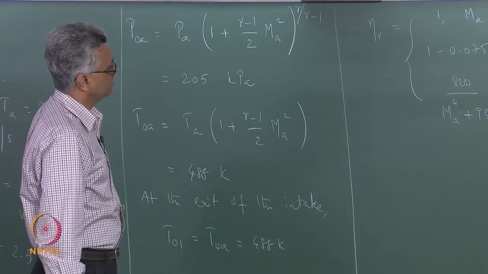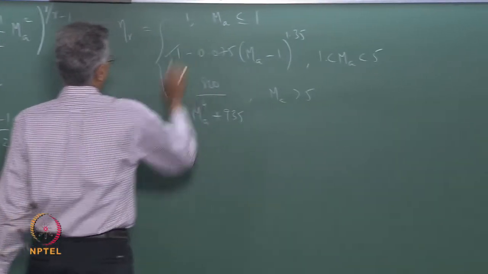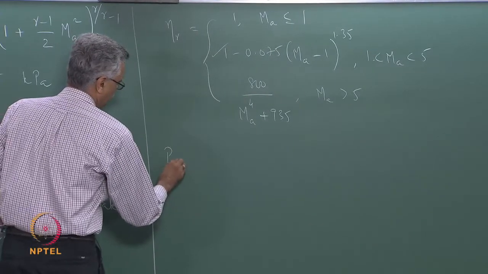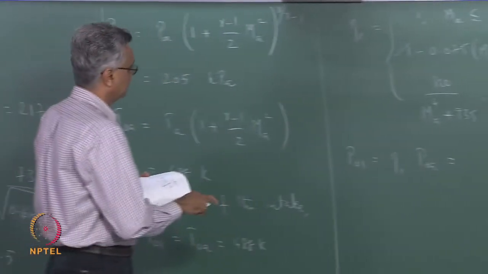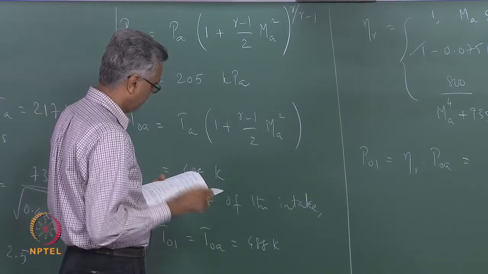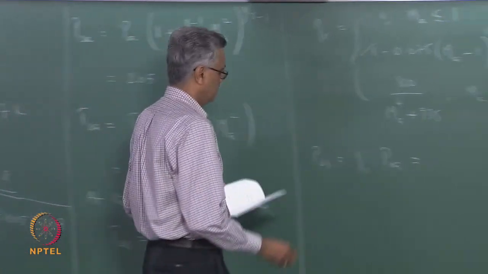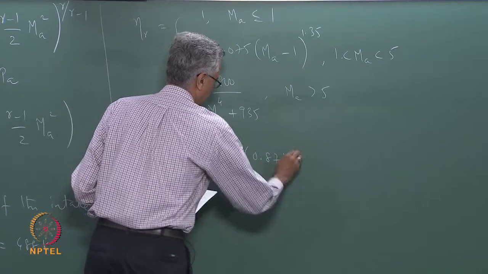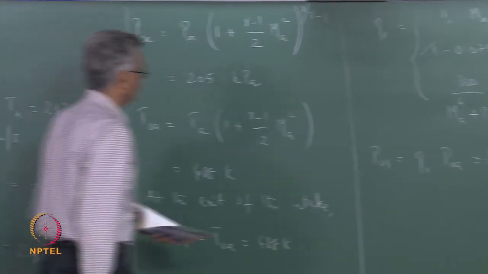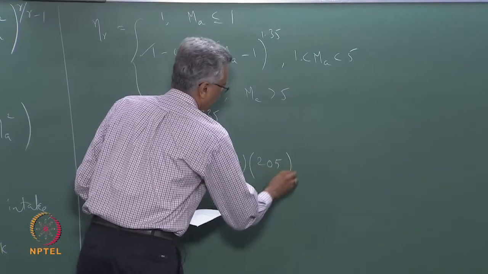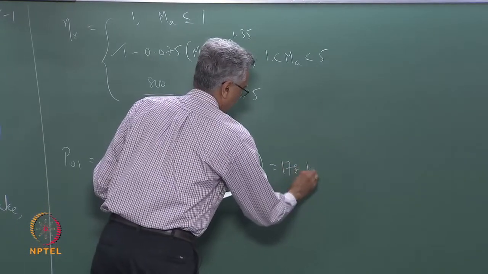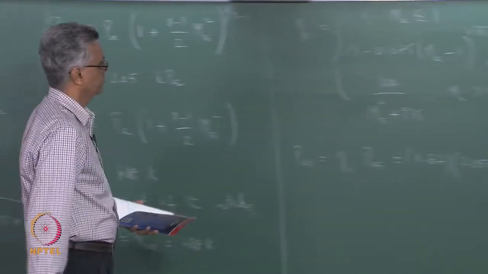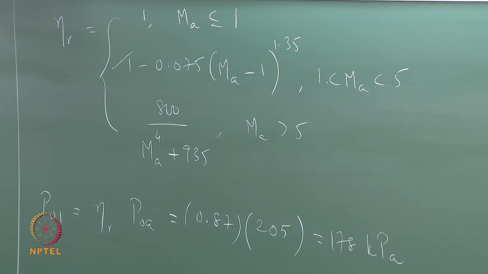So in the present case, since the Mach number is 2.5, we use this relationship, and then I get P01 is equal to eta R times P0A, and the value for eta R comes out to be 0.87. So 0.87 times P0A, which we calculated as 205 kilopascal, comes out to be 178 kilopascal. So we have calculated both stagnation temperature and stagnation pressure at the end of the intake.